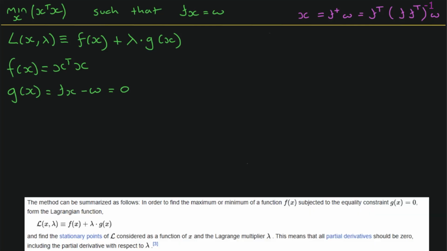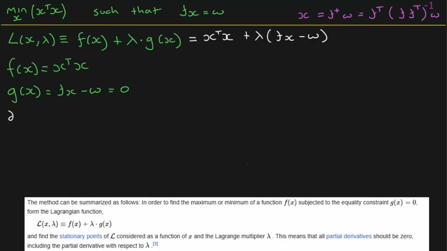Now that we have our functions f of x and g of x, we can rewrite our Lagrangian function and substitute those in, plus lambda times (Jx minus w). And if we consider our little Wikipedia entry we've taken here, we note that all of the partial derivatives should be 0, including the partial derivative with respect to our Lagrangian multiplier. So let's solve for those now.